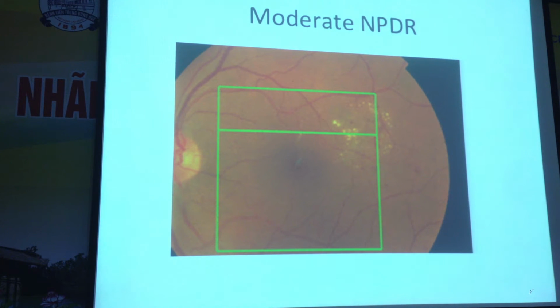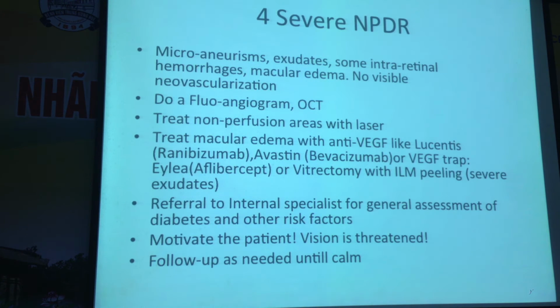It's a picture of moderate. You can see some more aneurysms. Severe non-proliferative. Now we're getting the whole complex except for the neovascularizations: microaneurysms, exudates, intraretinal hemorrhages, macular edema. Normally, if we don't see any neovascularizations, I do recommend doing an angiogram at this stage, just to judge the perfusion of the retina, and of course a baseline OCT again. If there is non-perfusion on the angiogram, I recommend treating the non-perfusion area with laser and treating macular edema with anti-VEGF.